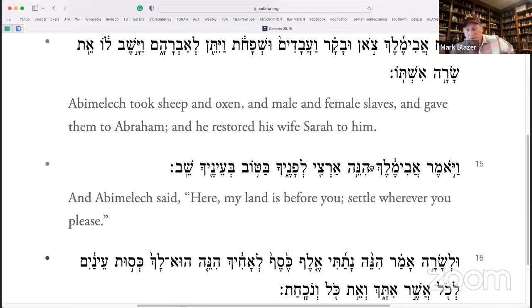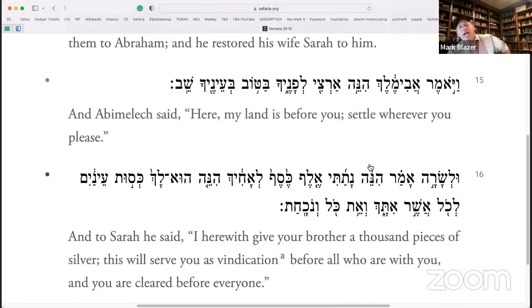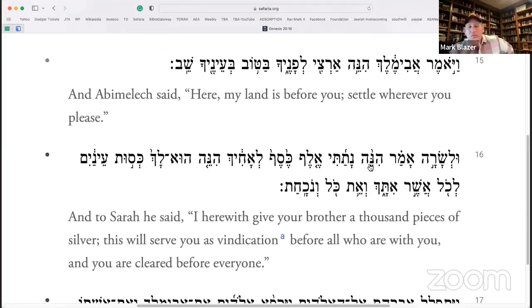So he gives him everything to settle. You can settle anywhere you want. And to Sarah, he said, I herewith give your brother 1,000 pieces of silver. This will serve as a vindication before all who are with you, and you are cleared before everyone. That's a lot of money. As we talked about yesterday, 1,000 pieces of silver is a lot of money. It's like 100 years worth of salary, if you will. It's way more than a bride price. It's like 1,000 bride prices.